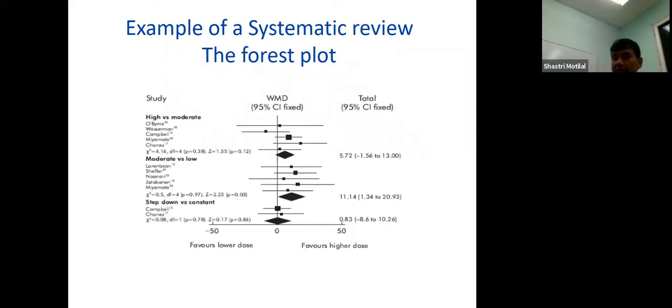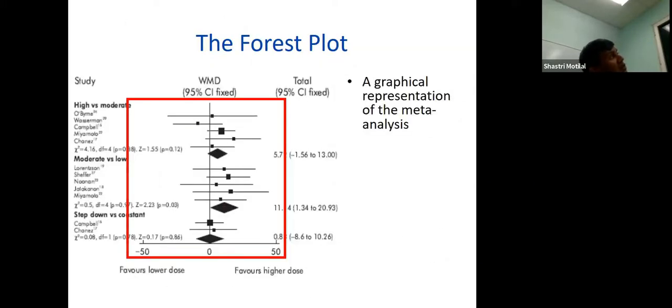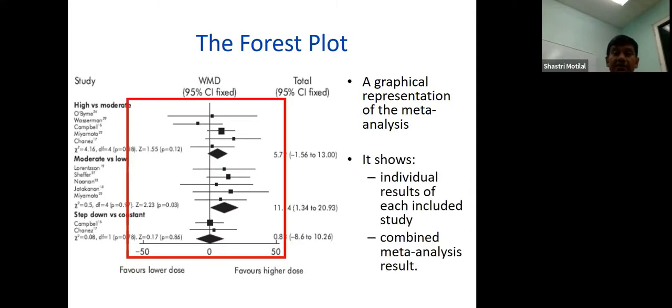But let's go through what it means, right? So this is the forest plot. It is really a graphical representation of the meta-analysis. When you do the meta-analysis, which is something statistical software does, the output it generates is this graphical thing with these lines and the straight line and the little diamonds and the squares, right? And what it does, it shows the results of all the individual studies. Each line is an individual study, right? And what it also shows is the combined result in the end. The diamonds refer to the combined results, right?